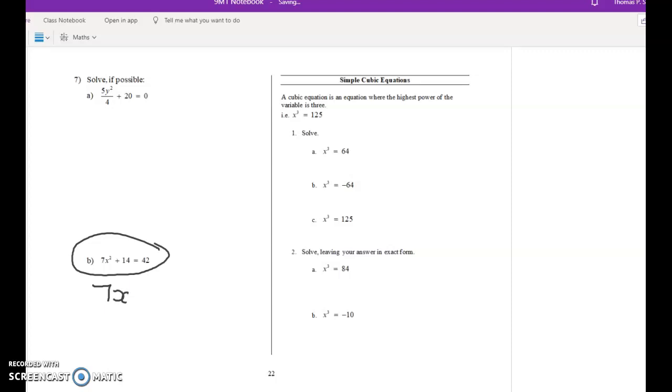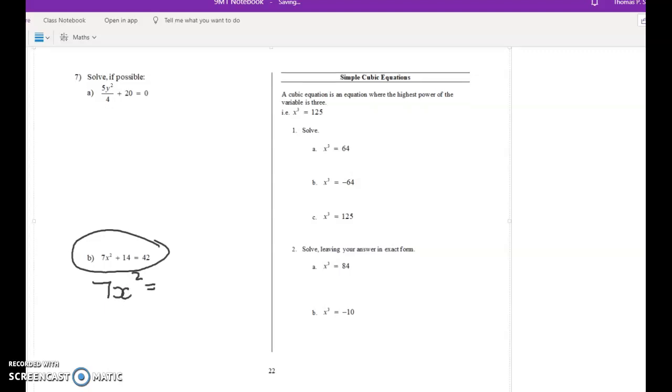So 7x squared would be equal to 28. X squared equals 4, dividing by 7 on both sides. And then the last step, you would square root both sides, and so you'd get x is equal to plus or minus the square root of 4, which is equal to plus or minus 2. And so you get both a positive and negative solution. So they're the quadratics, and they have x to the power of 2.